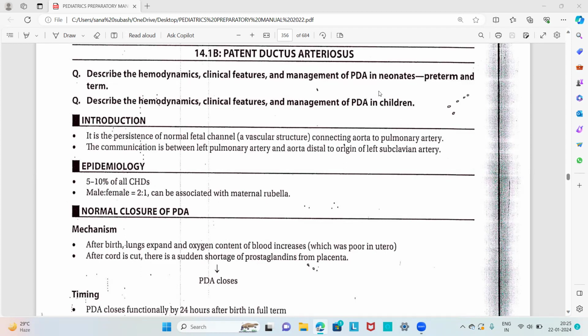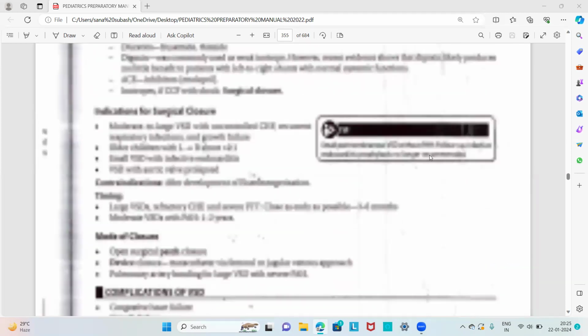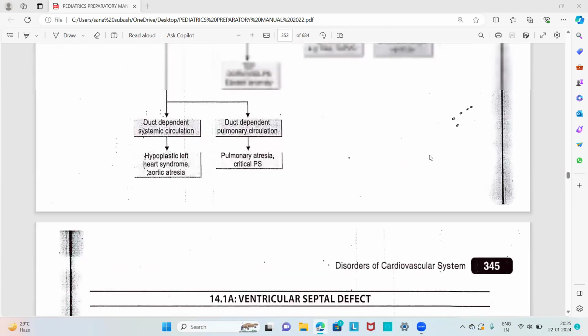So as an introduction, the patent ductus arteriosus is the persistence of the normal fetal channel connecting the aorta to the pulmonary artery. Before that, we have to learn about the fetal circulation very well.